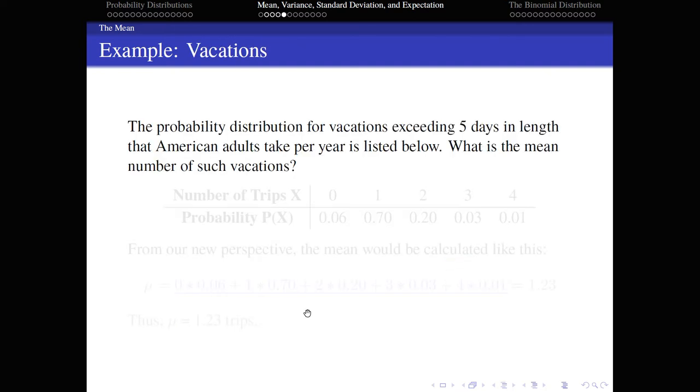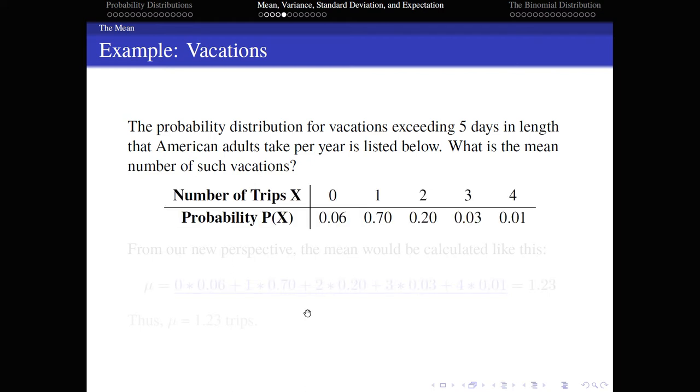For one more example, here is the probability distribution of the number of vacation trips exceeding 5 days. This is the number of trips we're looking at. Of course, this is probably decreased. So give this one a shot on your own. Take a minute to pause the video.